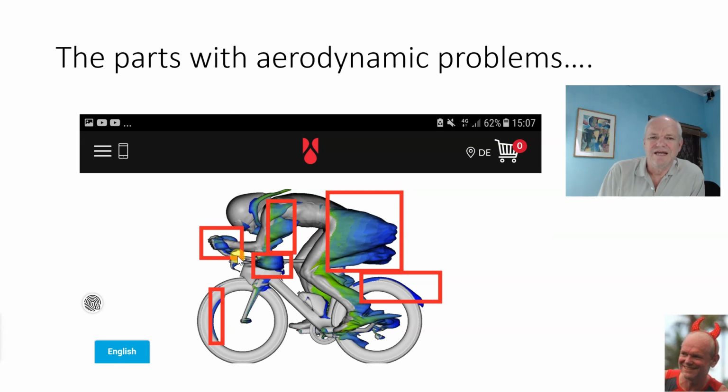And you can imagine if this person is sitting up, is not in the aero position, then the whole upper body will also be a big problem. And I forgot anything related to the wheels and the shoes especially. So those are all the zones which are a problem for aerodynamics.